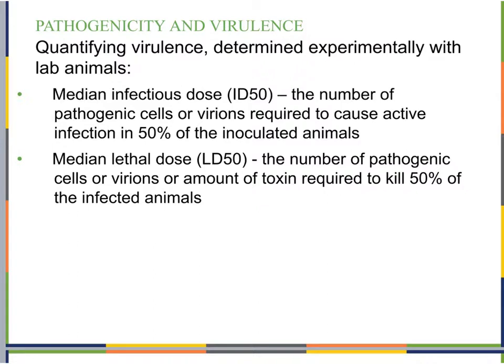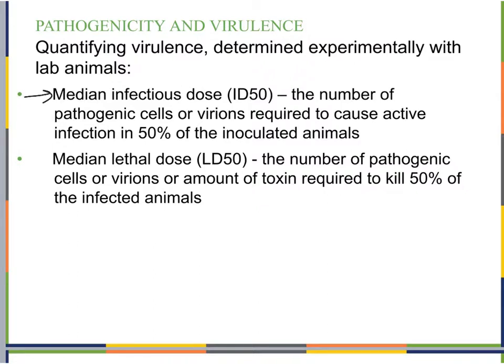So when we're talking about virulence, we need to have some way to quantify this, right? We can say that there's low virulence and high virulence, but what do we really mean? And where are the cutoffs? The way that we can do that is by determining it with lab animals. And we have two different terms here that you should be familiar with that are related to virulence.